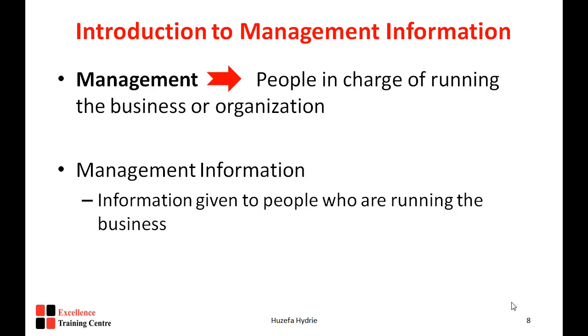Let's say you have a business of a manufacturing company. You need to have the information: what is the price of materials, what is the cost of labor, what is the cost of the overheads. You need to have this information, right? So the management can only run the business when they have proper information. Management are the people who are running the business, and management information is the information which is provided to the management.